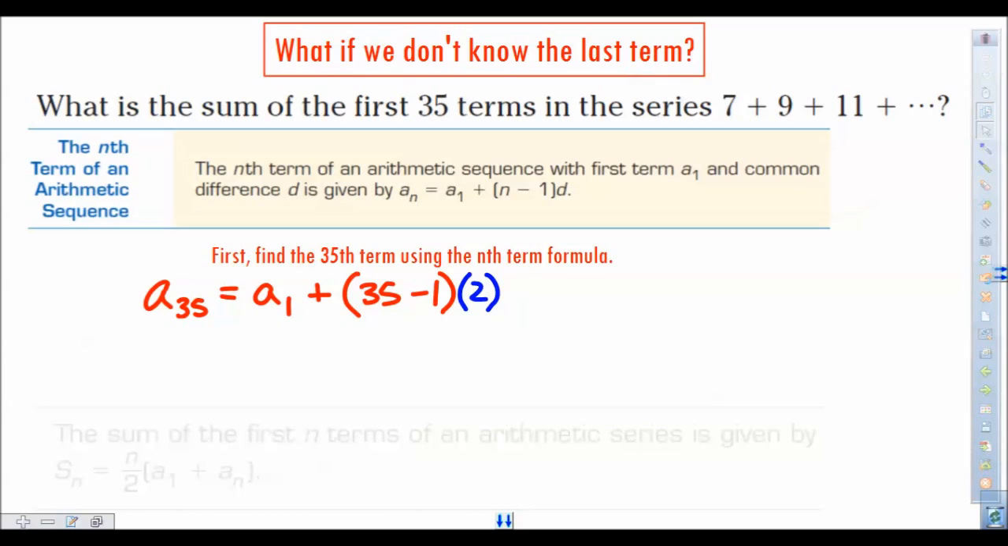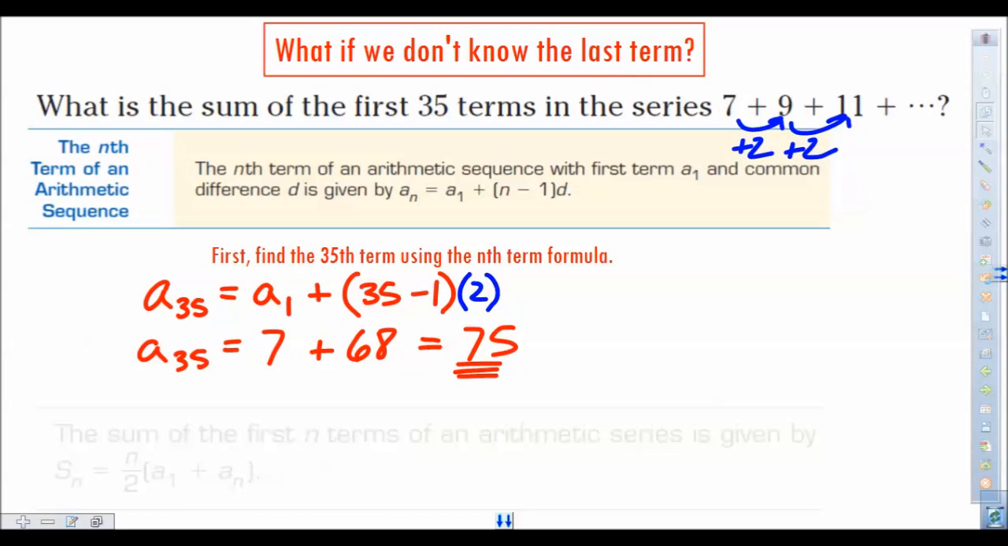So there we go, 35th term. We take the first term and add 35 minus 1, times that common difference. Now, do you see where we got the 2 from? Sometimes they won't tell you what that common difference is. Sometimes you're going to have to look right here and right there and notice, hey, you're going up 2 each time.